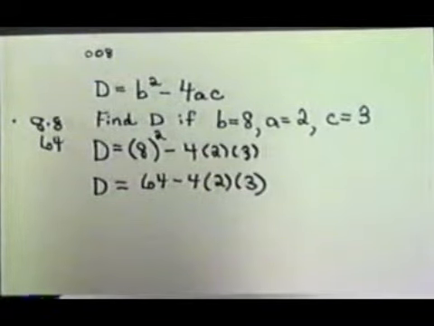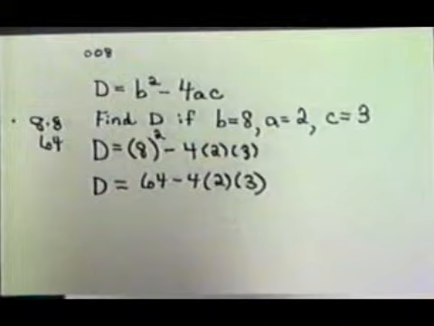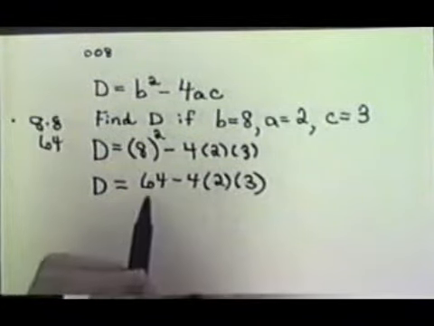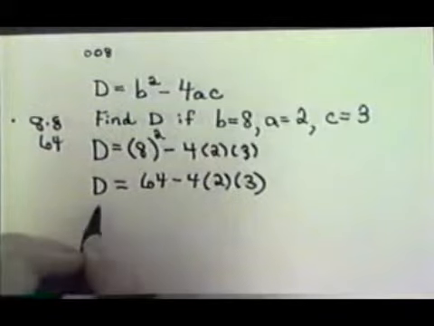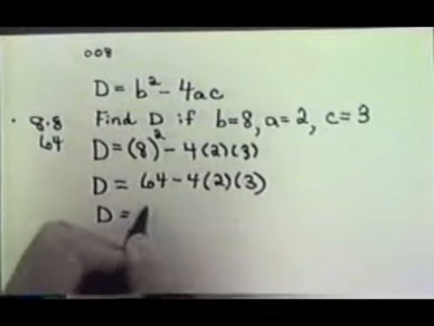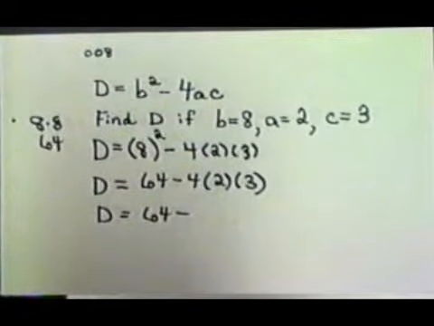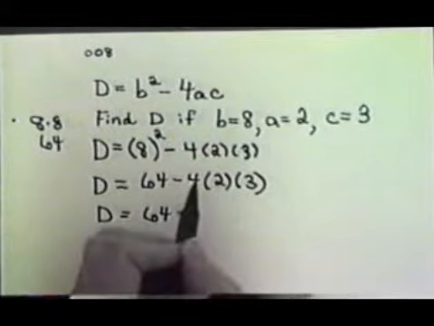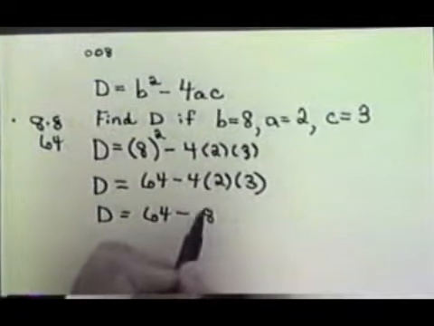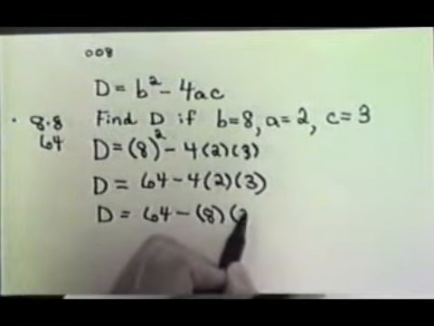Now that we've raised the power, we're ready to go to our next rule that says to multiply and divide from left to right. We don't have any division, but as we move across, we do have multiplying. So let's do the multiplying. D is equal to 64 minus. We could do all this multiplying at one time, or we could do it one at a time. I'll just do it one at a time. 4 times 2 is 8. And then we'd still have times 3.